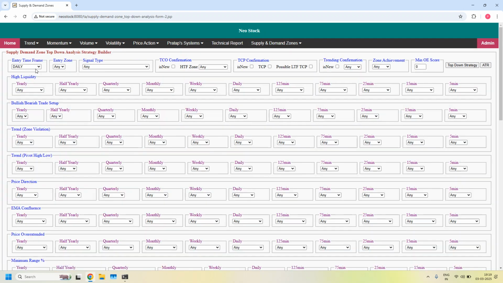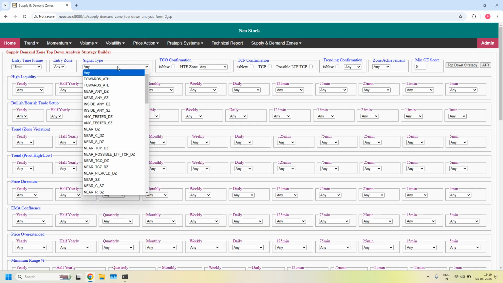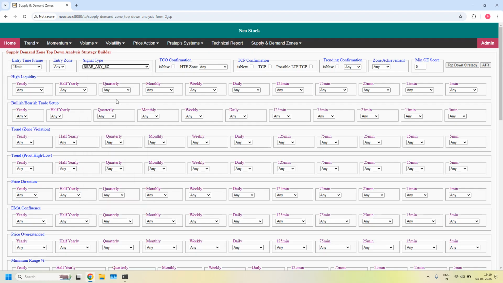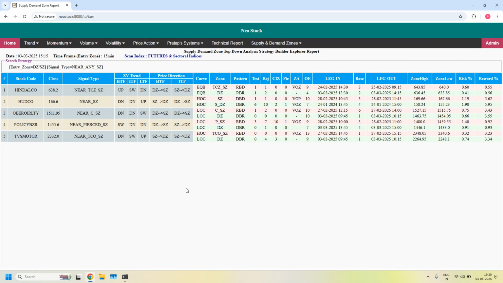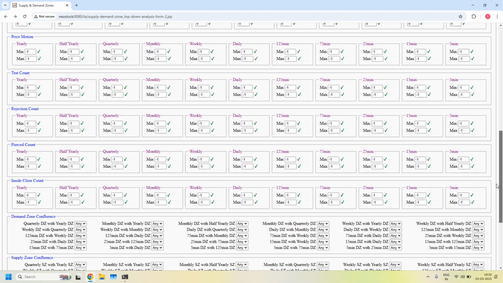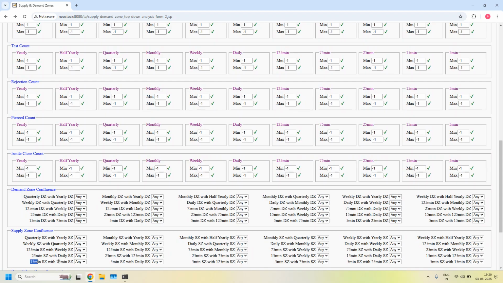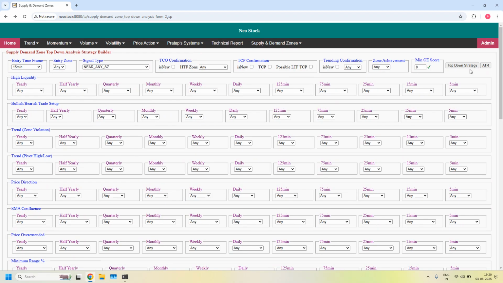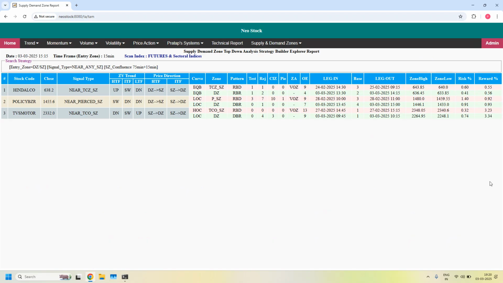Next, 15 minutes time frame, stocks near 15 minutes supply zone. We got 5 stocks. Out of these 5, how many are having ITF supply zone confluence? Let's verify. That is 15 minutes supply zone with 75 minutes supply zone confluence. So I enable the filter. We got 3 stocks.